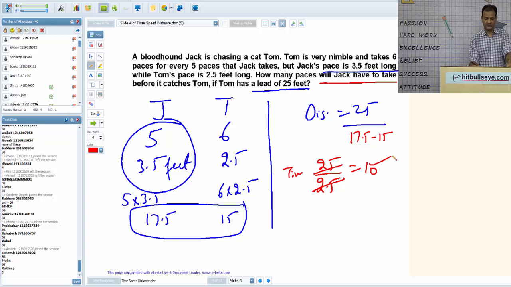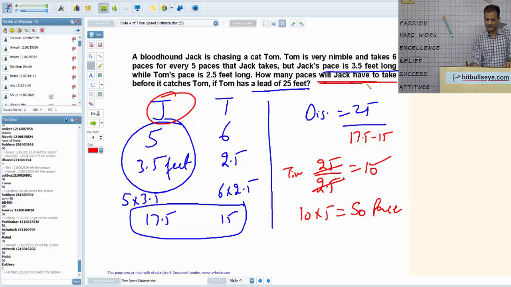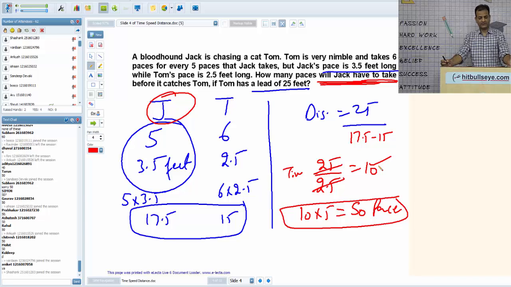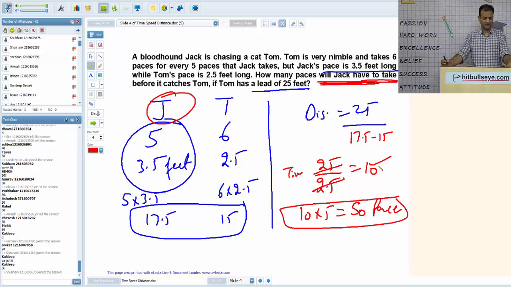So in this time Jack will take 10 into 5, 50 leaps, or you can say 50 paces. And if asking about Tom, then it should be 10 into 6, 60. Is it clear to everyone? Because the question is, how many paces will Jack have to take? So Jack will take 50. In this time, 10 time, he will take 10 into 5, 50 paces. Clear friends? If asking about Tom, then 10 into 6. Those who have written 60 as the answer, they have taken it as Tom.